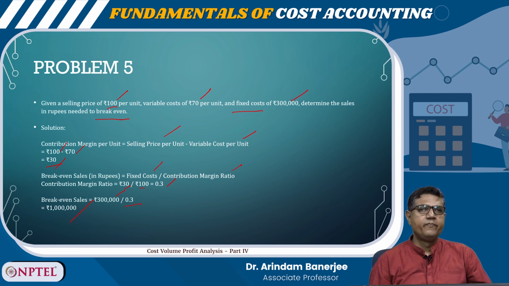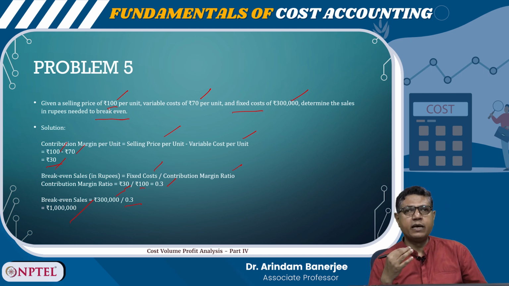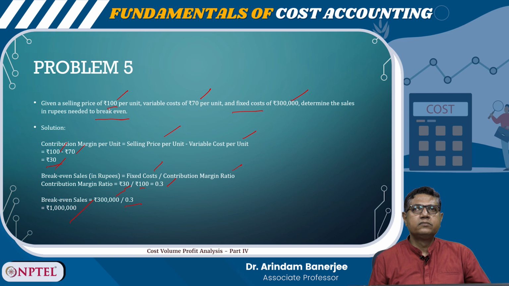So, this implies that if the company is able to sell units worth 10 lakh, then the company will reach a no profit no loss situation. If the sales move above 10 lakh, the company will be in the profit zone. But if the sales fall below 10 lakh, then the company will remain at a loss.